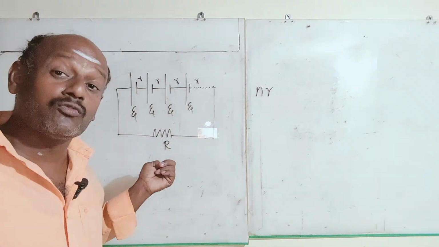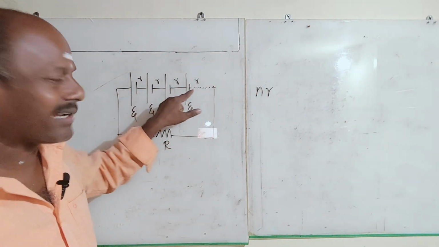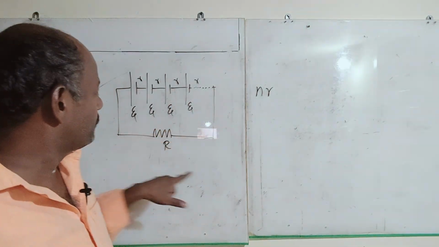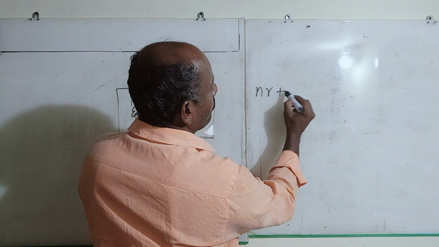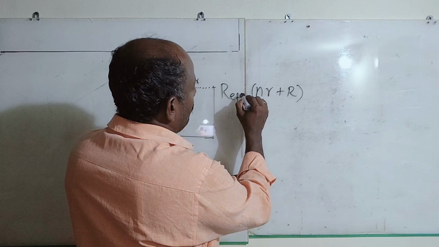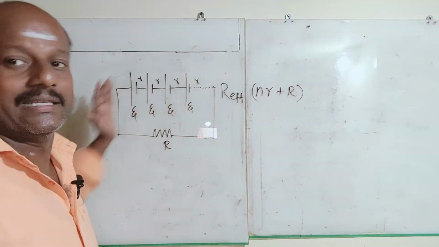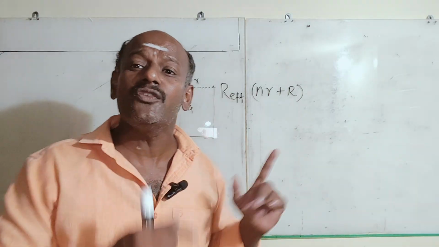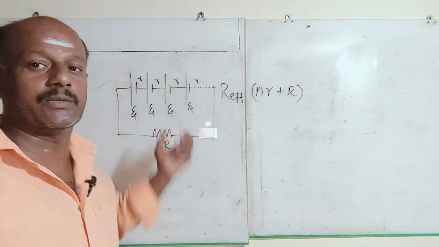Now in this case, what would be the total resistance? When these are all connected in series, it is n times r, and it is connected with this external resistance, so that is nr plus R. This will be R effective, which means the total resistance offered by the cell combination. Now I am going to find what current can be delivered from this setup.